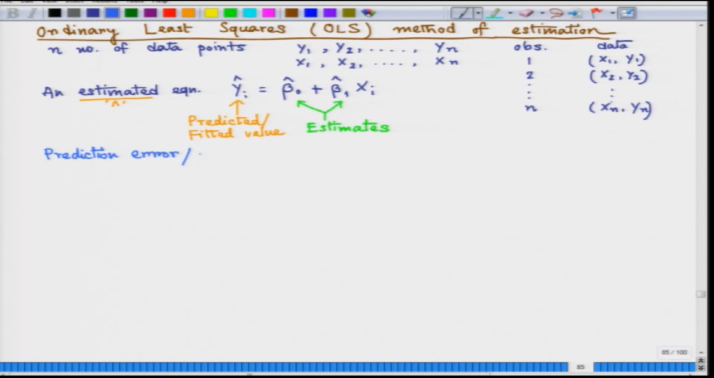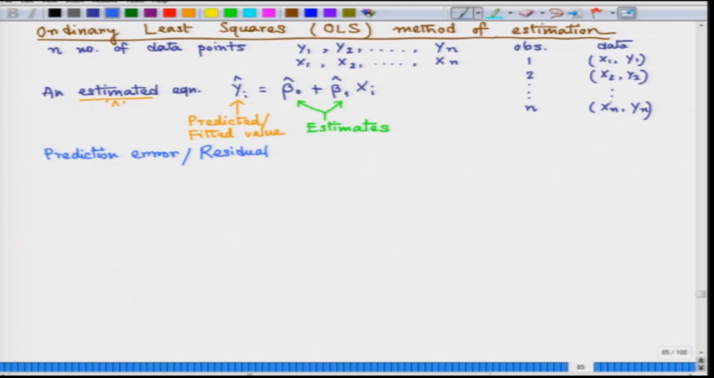Or residual. Of course, we can understand that as we do not know the true values for beta naught and beta 1, given a data set we can only produce some proxy numbers, and they may be close to the original or true population parameter value, or they may not. Whatever be the case, in most cases these estimates are not equal to the population parameter values.